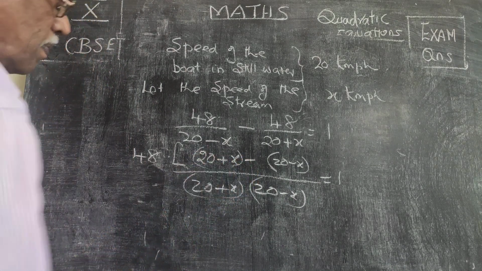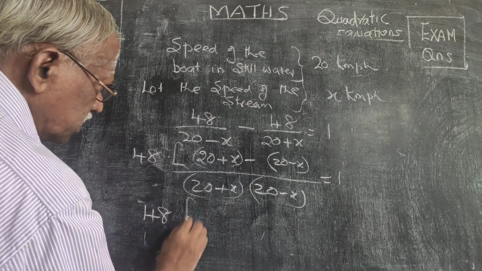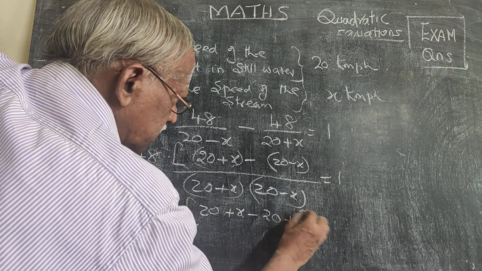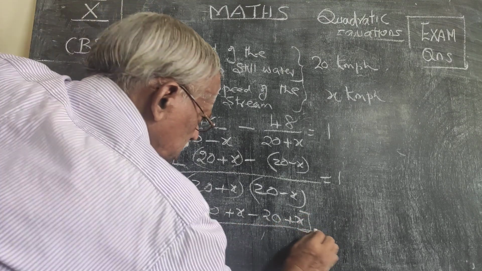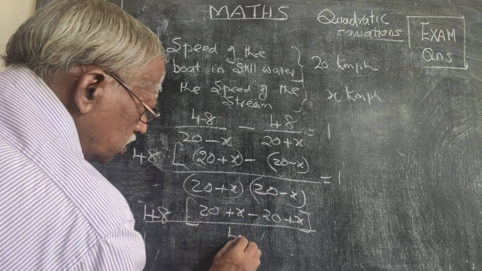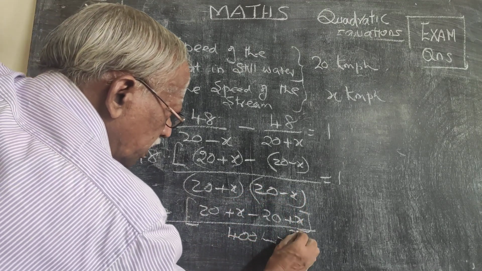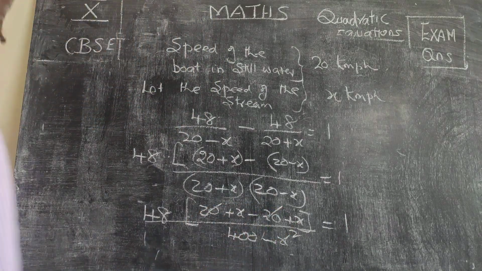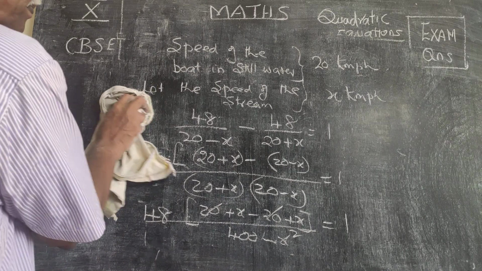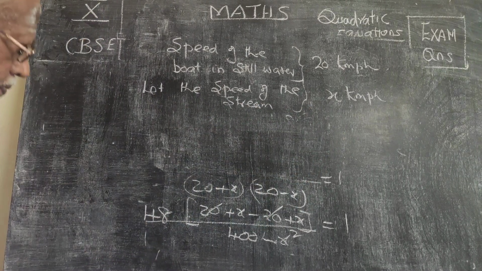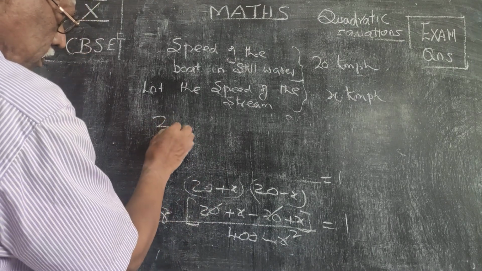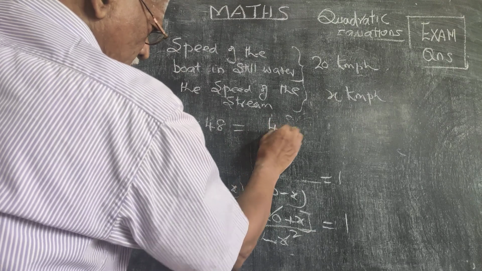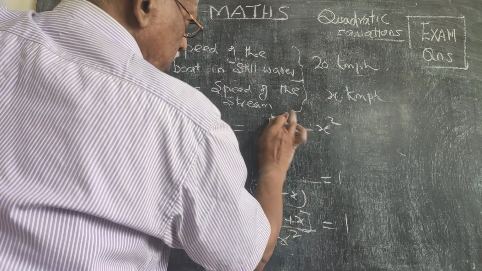Now removing the bracket, 48, this is 20 plus x minus 20 plus x, and the denominator, this is x plus y and x minus y, so x square minus y square equal to 1. Here 20 and 20 get cancelled. You are having 2x into 48 is equal to 400 minus x square.